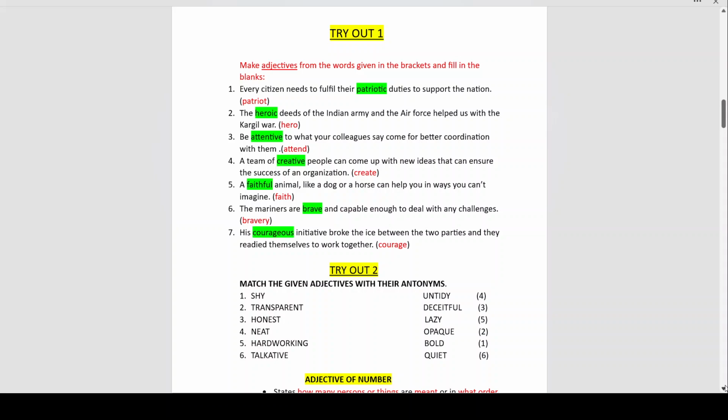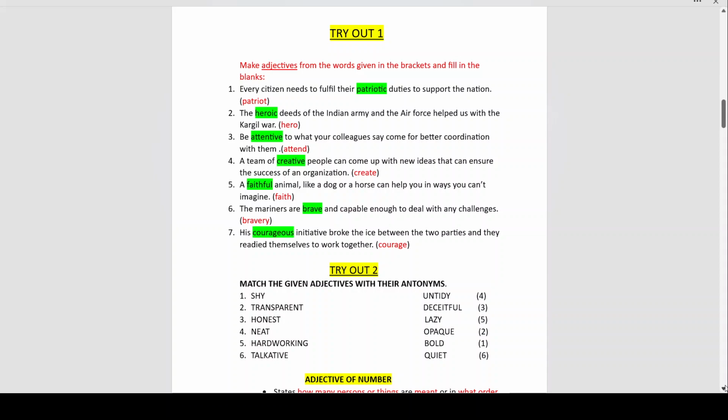So, a team of creative people. Number five, a faithful animal like a dog or a horse can help you in ways you can't imagine. Faith. Now, faith is a trait. So if I add the suffix ful to faith, it becomes faithful. So a faithful animal. Number six, the mariners are brave and capable enough to deal with any challenges.